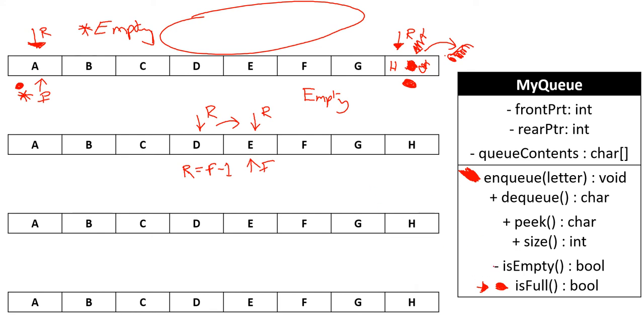Is empty should be able to remain the same. Is empty should be good wherever the front and the rear pointer are equal to each other. The queue is going to be empty, so we shouldn't have to make any changes there.